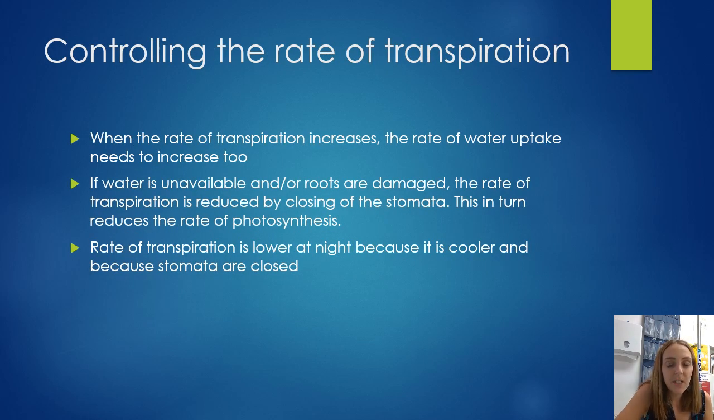When rate of transpiration increases, the rate of water uptake increases at the same time. So as the plant loses water, it's going to take up water from the roots at the same time. If there's no water available or the roots of the plant are damaged, the rate of transpiration is reduced at the same time. So if we're not able to replenish the water that's been lost at the leaf, then to counteract that, the plant is going to close the stomata. And when it does that, it reduces rate of photosynthesis because we're not taking in CO2.